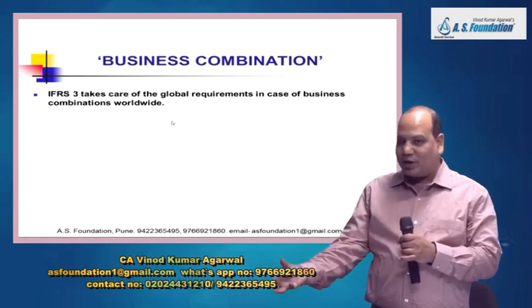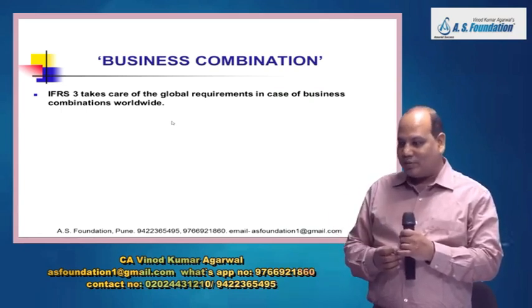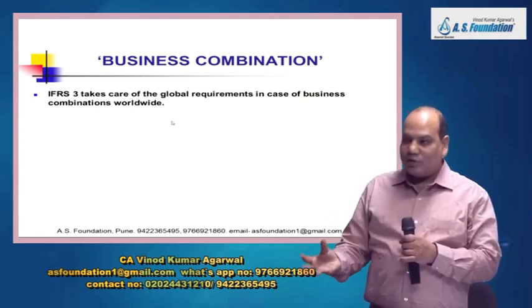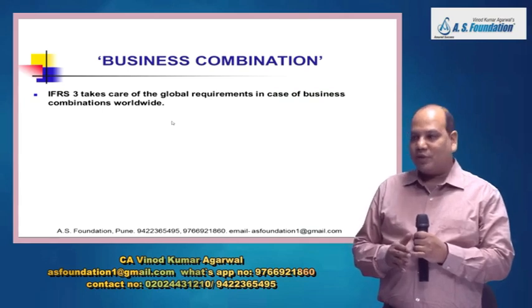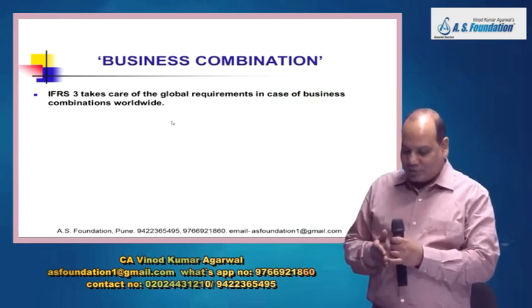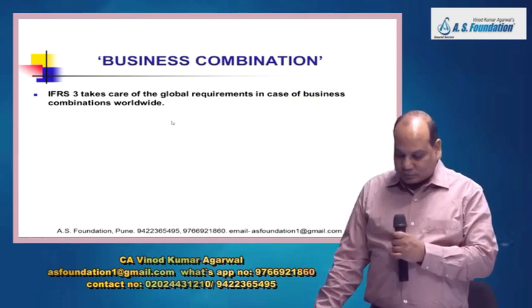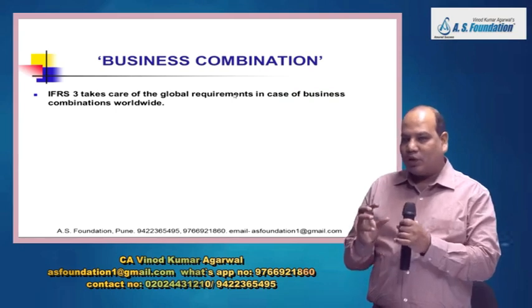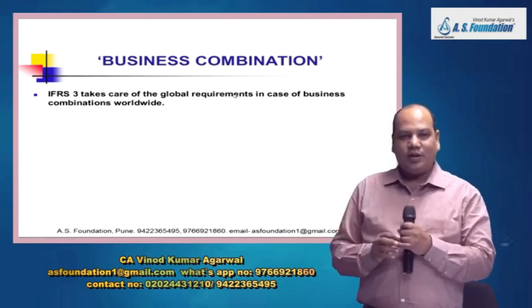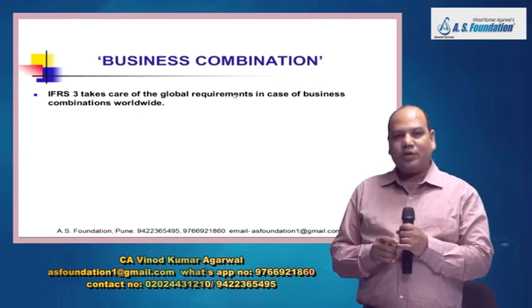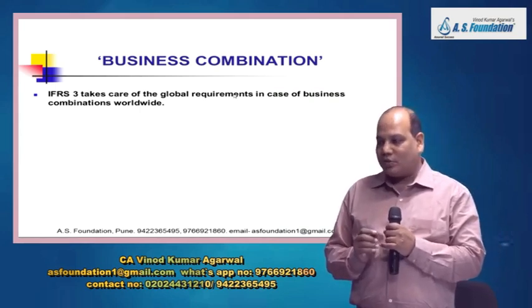One company may acquire the other company 100% and make it a 100% subsidiary, or it may just acquire more than 50% share and make it a subsidiary. Some form of having control over another entity, and that kind of structure is covered by this standard called business combination.